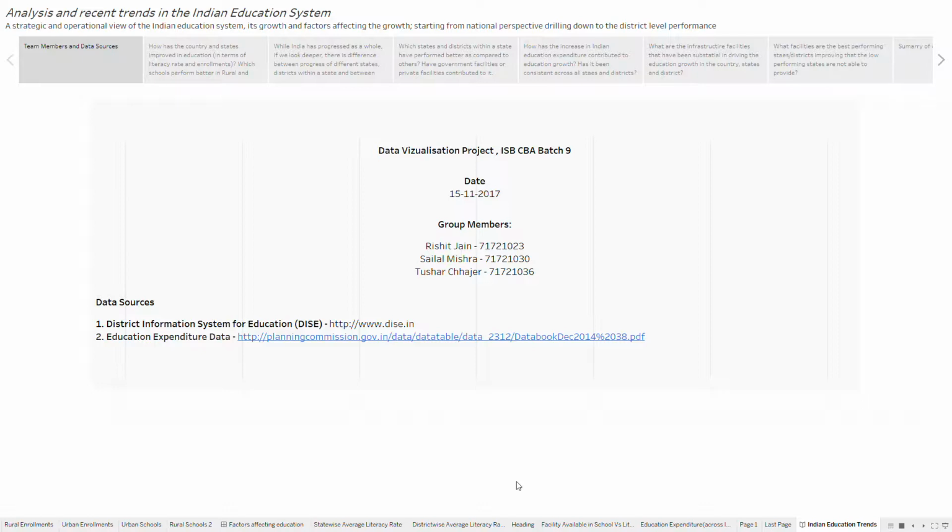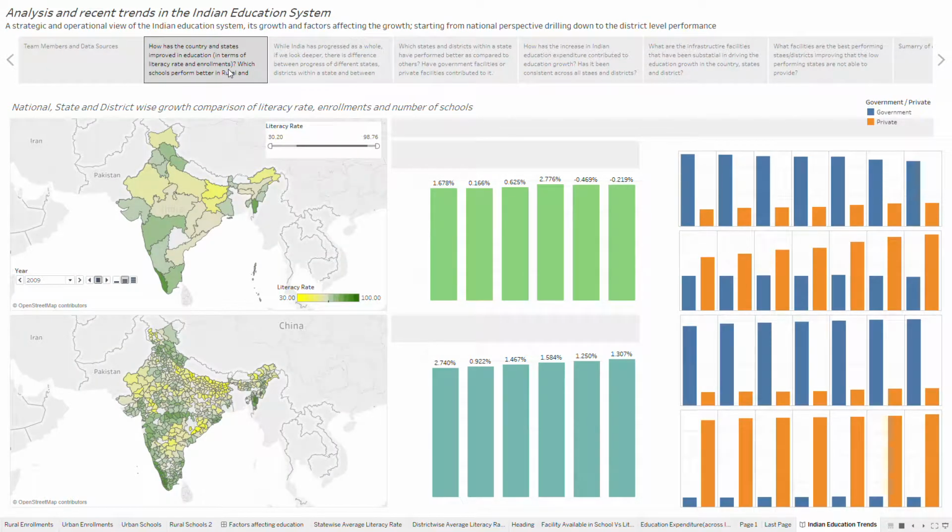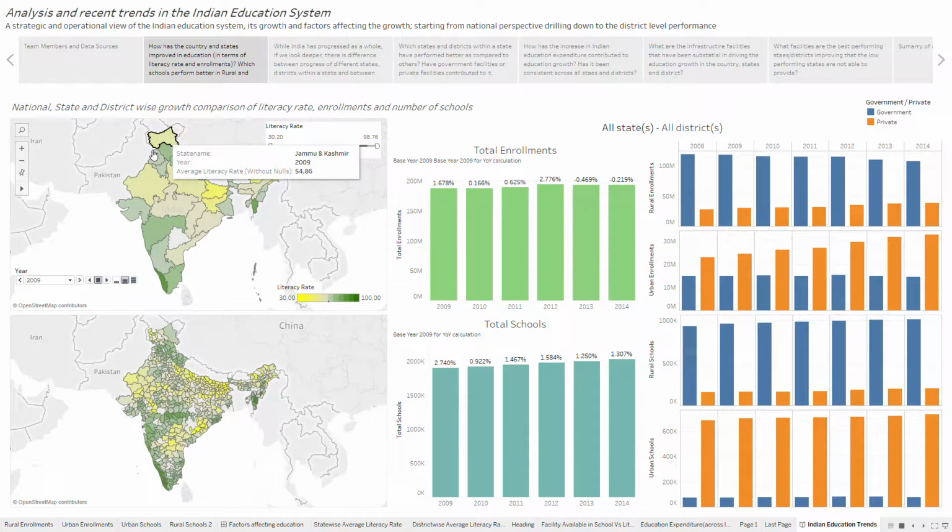We've created two dashboards. The first dashboard provides a strategic view and the overall trends of education growth in the country, whereas the second dashboard is more of an operational dashboard where we find what are the factors that affect the growth of education in the country. Along with country, this also tells us a comparison between different states and the state and district wise performance.